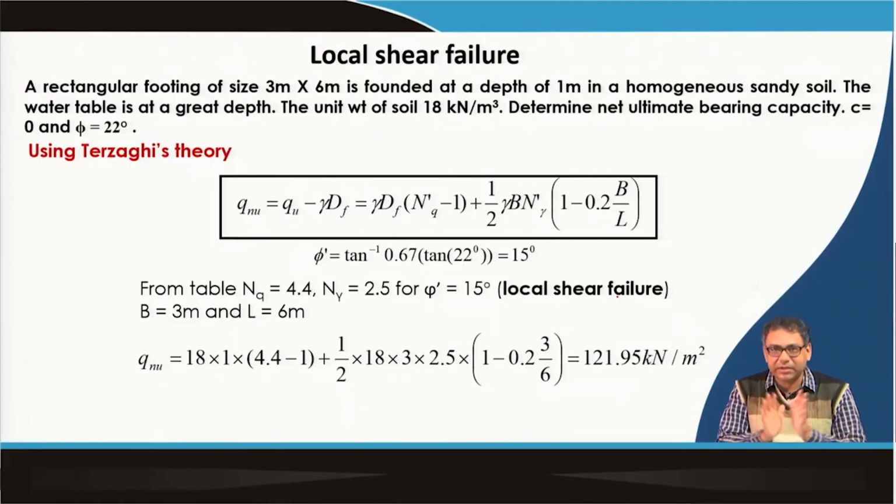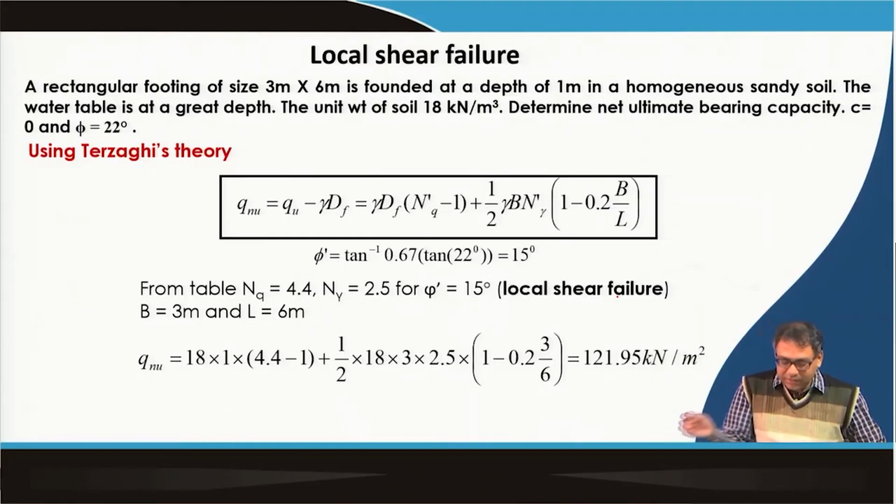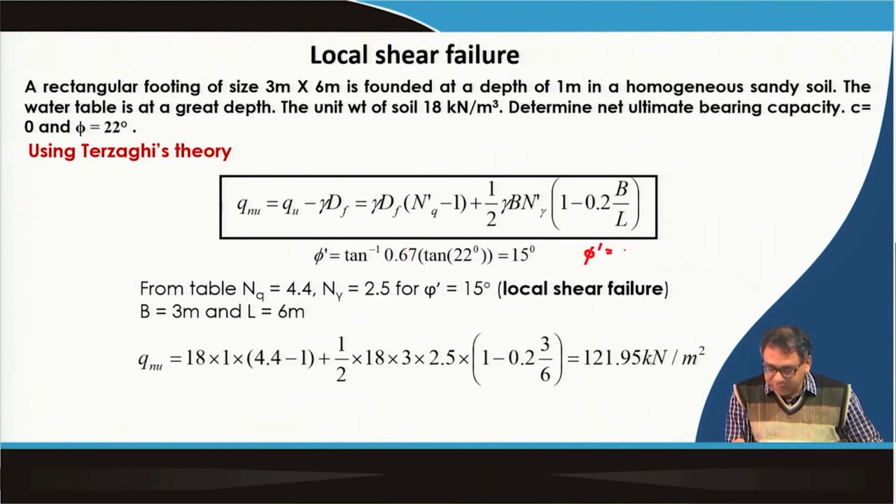As per Terzaghi's bearing capacity theory, we have to take 2/3 of c, but here the c value is 0. So, here we have to modify the phi value, using the equation phi dash equal to tan inverse of 2/3 of tan phi.